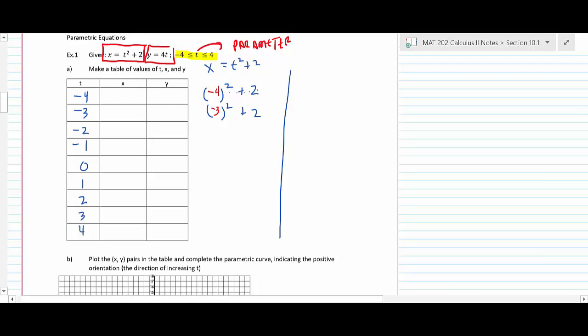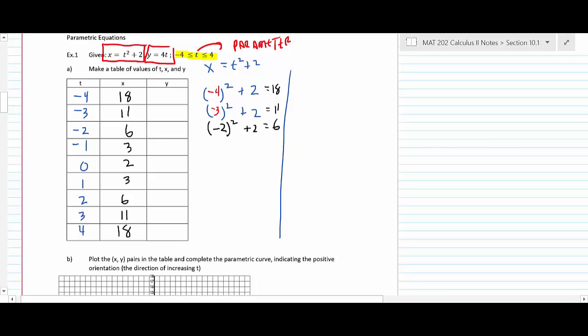So this would be 16 plus 2 is 18. This would be 9 plus 2 is 11. So then we would have that. Okay, everybody see what I'm doing? You're just going to do this over and over again. Now you can do this in your head. I'll do one more, and then I'm just going to write down the rest. -2 squared plus 2, that's 4 plus 2, so that's 6. And then you just keep going down. The rest of them I'm just going to fill in. So I've got 3, 2, 3, 6, 11, and 18.